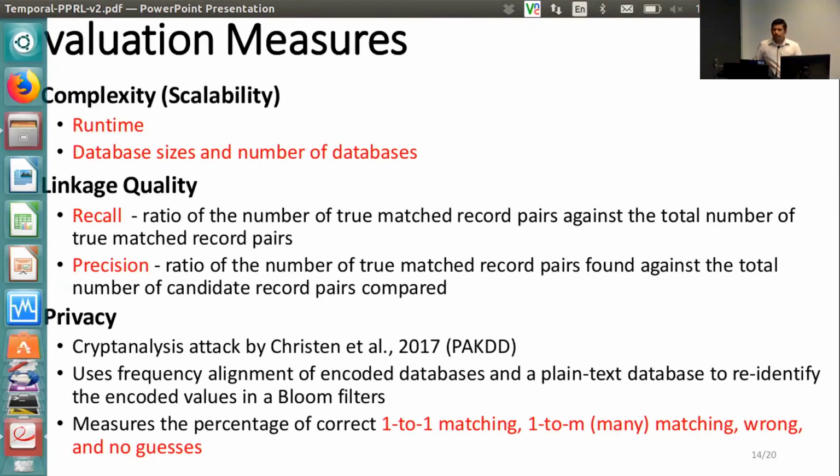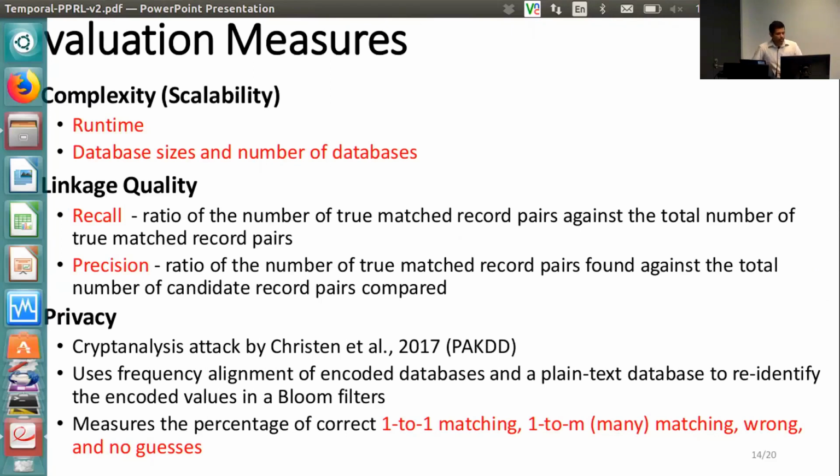And the accuracy of this attack is measured using one-to-one matching, where you have an exact plain text record corresponding to one Bloom filter. One-to-many means one Bloom filter corresponds to many plain text values. Wrong means we are doing a wrong thing in there, and no guesses means there's no guesses at all.